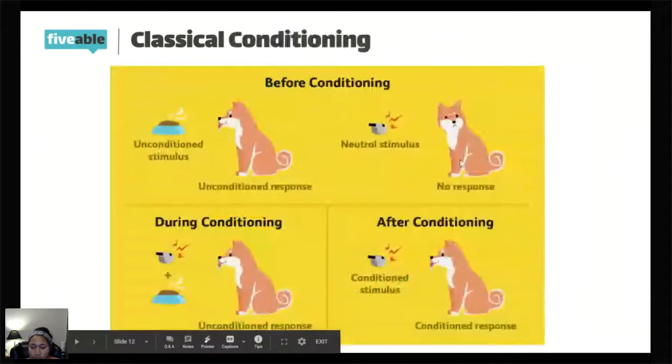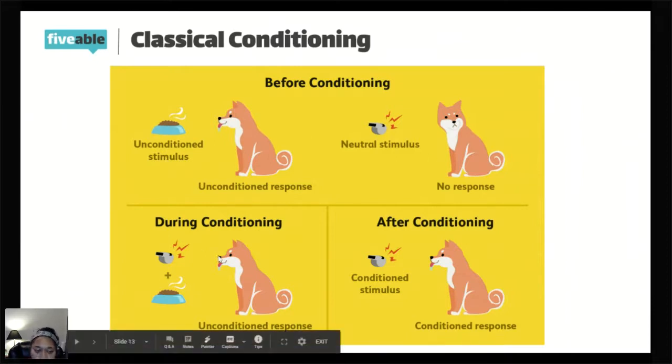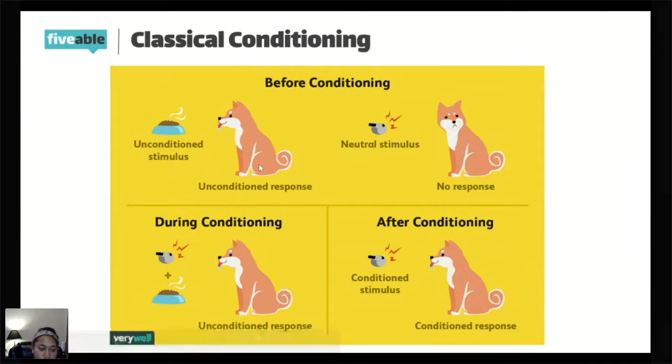All right, and here's another diagram to explain classical conditioning, because this is one that students have the most trouble with because there are so many terms and everything. This image really clears up the whole thing. Okay, so in the before conditioning part, we have the unconditioned stimulus, which is the food, and the unconditioned response is the salivation. So the dog sees food and the dog salivates.